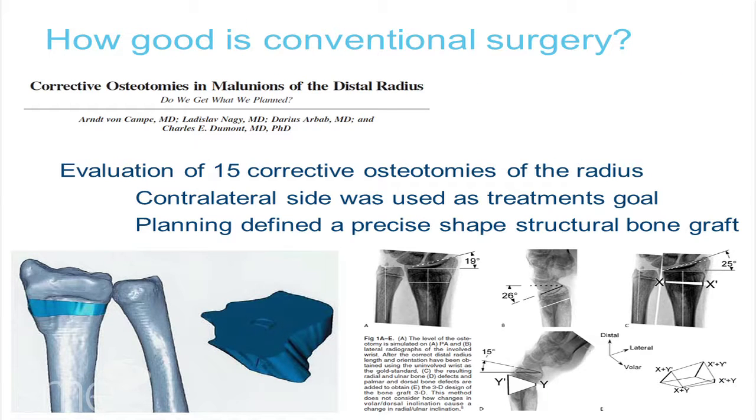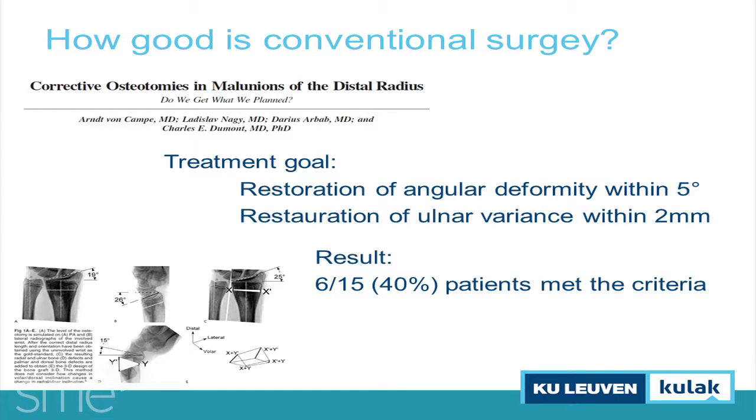This is a paper coming out of Balgrist in Switzerland, and they looked at 15 corrective osteotomies where they did a so-called 3D analysis, but it was not a Mimics style analysis, it was more by using biplanar radiographs. And instead of doing the eyeballing, they would print basically the piece that would be needed, or the gap filler for the osteotomy. So that was, instead of the surgical guide, their template to get to the right positioning of their osteotomy. And the treatment goal was restoration of angular deformity within 5 degrees and only variance within 2 millimeters, extra-articular osteotomies of the distal radius. Result, 40% met their criteria. That was far lower than they would expect.